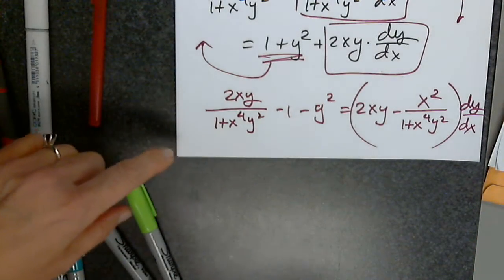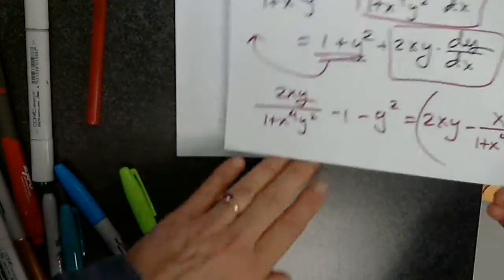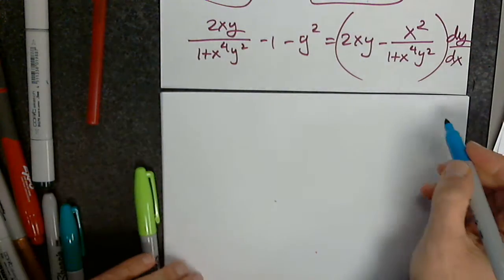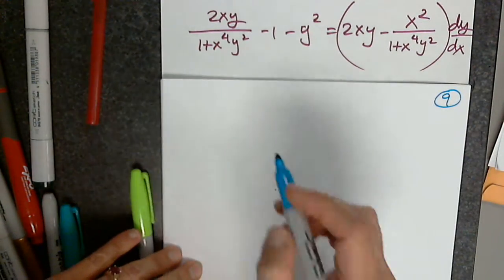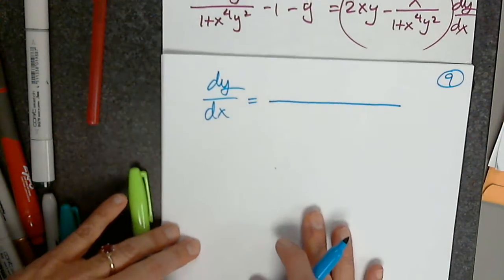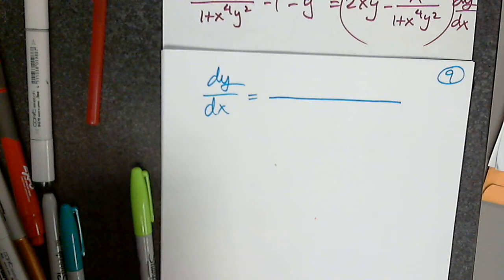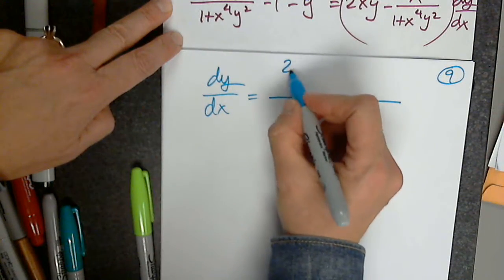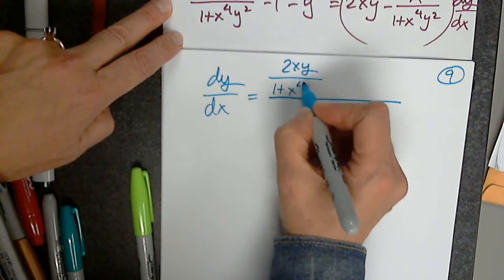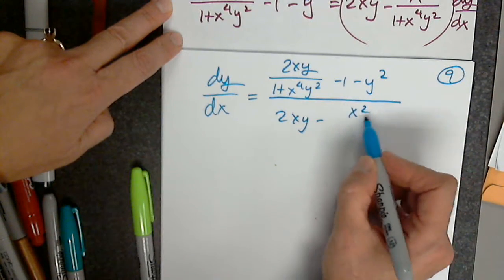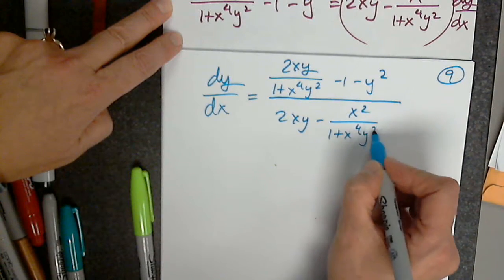Tony, are you okay with this? So final step, dy over dx. It's not really final, I could simplify it a little bit. So what is the final step so far? I have to write this at the top: 2xy over 1 plus x to the fourth y squared minus 1 minus y squared. And I have to write 2xy minus x squared over 1 plus x to the fourth y squared.